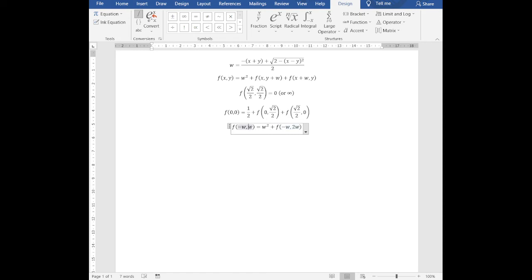Or both of them equal to, yeah, we let both of them equal to minus w. We get this equation.